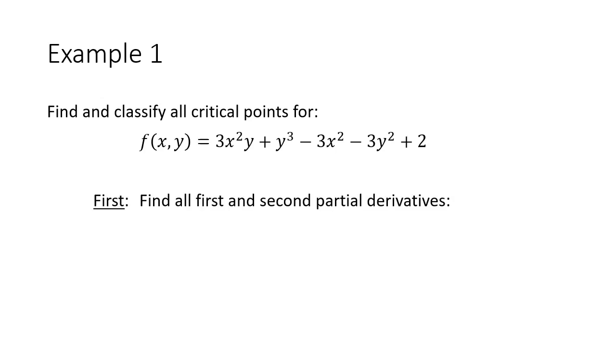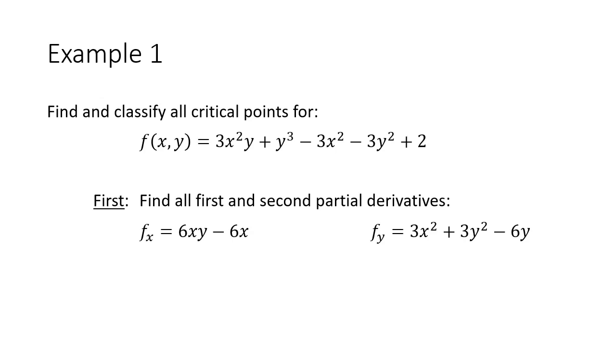Now, the first step is let's find all those first and second partial derivatives. We're going to need the first derivatives to find our critical points, and then we're going to need our second derivatives to classify them. So we might as well do everything at the same time. So go ahead, pause the video, and find the first partial with respect to x, and the first partial with respect to y. Then find the second partial xx, the second partial yy, and then of course the partial xy.